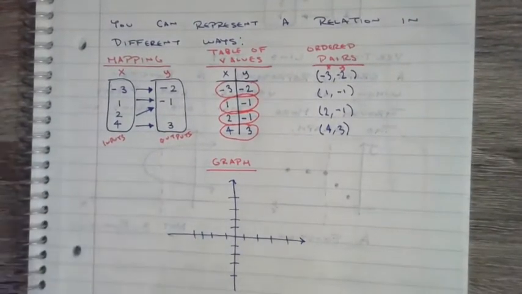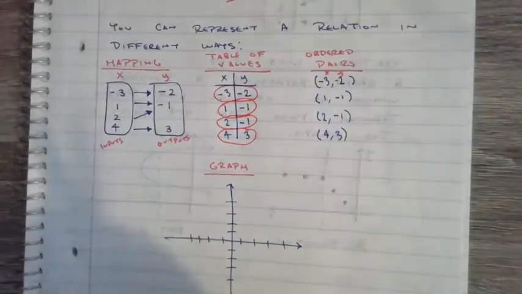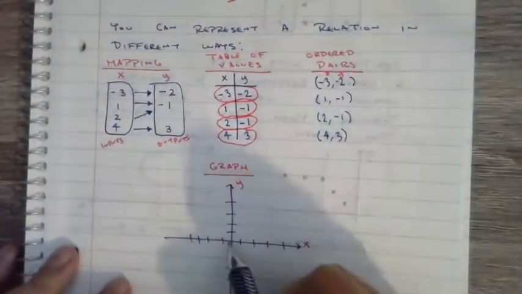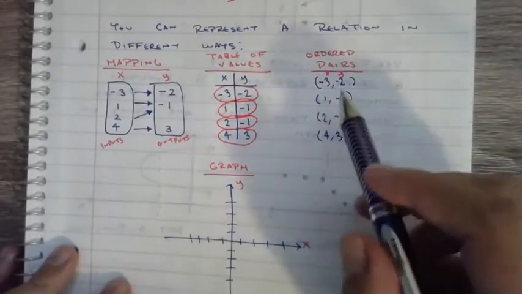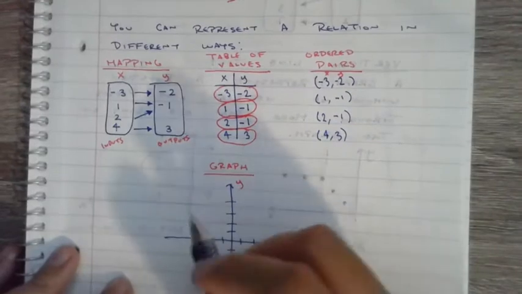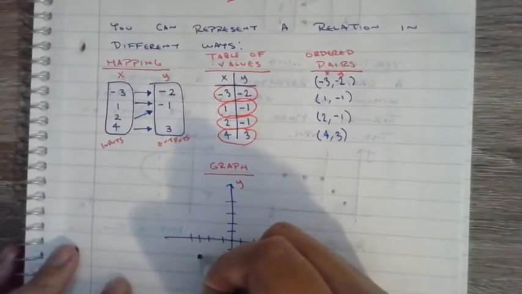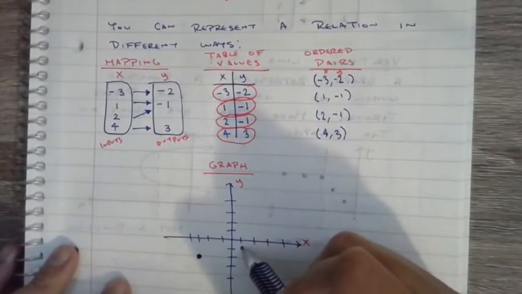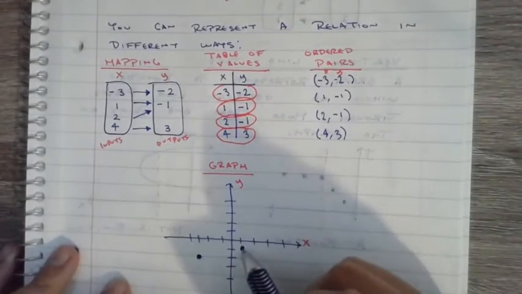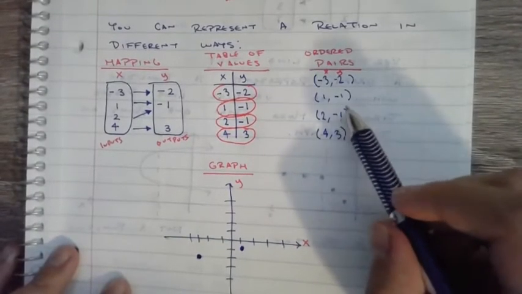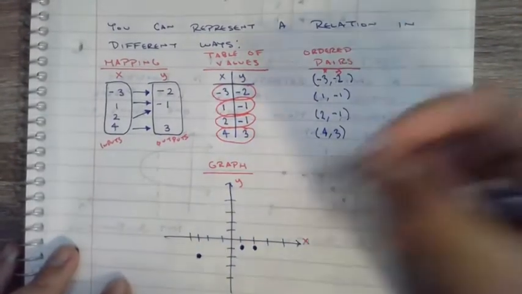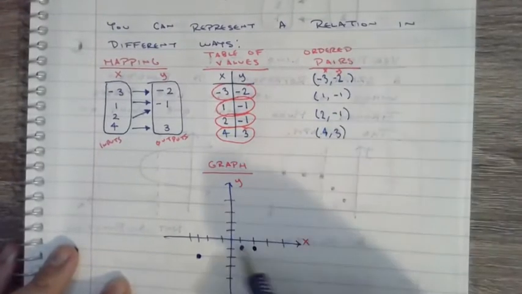Let's see if we could graph them. First, plot your first point, -3 and -2. Remember, this is your x-axis and this is your y-axis. So -3, you go 3 to the left, 1, 2, 3, and then -2 you have to go down 2, so 1, 2. That's your first point right there. 1, -1: remember, you go right 1 and then down 1. So this is -3, -2, and this is 1, -1. This point, 2, -1, you go right 2 and then down 1. And then your last point is 4, 3, so you go right 4 and then up 3.